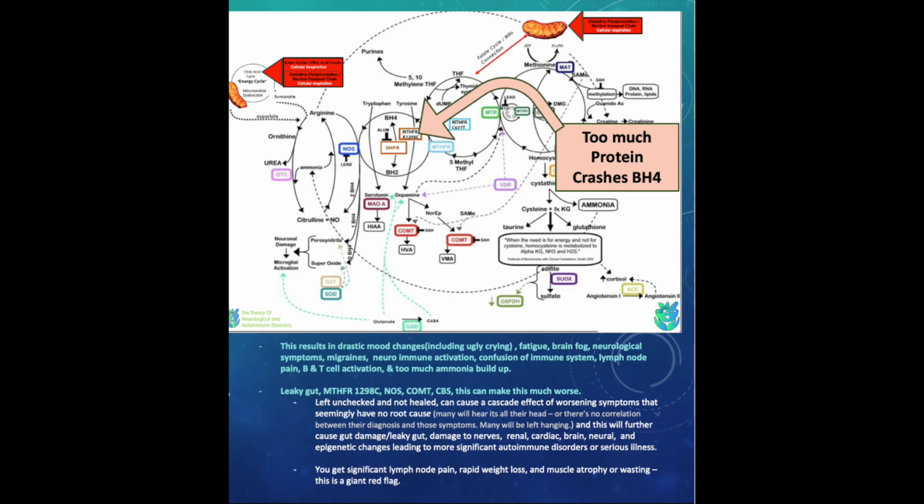It can also result in brain fog, fatigue, neurological symptoms, migraines, neuroimmune activation, confusion of your immune system, lymph node pain, your B and T cell activation, and too much ammonia buildup. So the ammonia buildup is coming from the protein. If you have leaky gut, MTHFR 1298 C, the NOS gene, COMT, CBS, then this makes this issue worse. Left unchecked and not healed, it can cause a cascade effect of worsening symptoms.